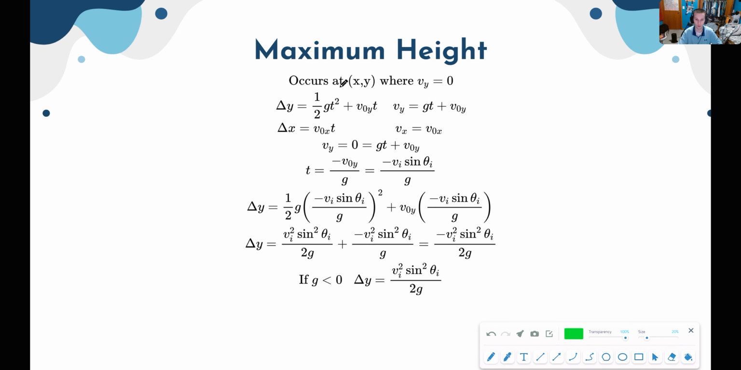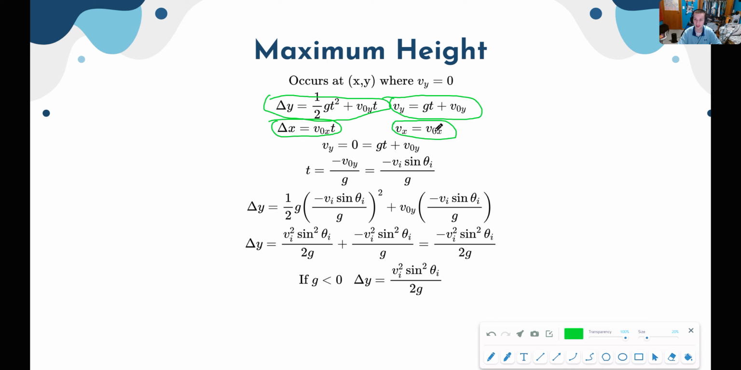It turns out that the where, or the value of the maximum height, is a lot easier than the when. The when is going to vary depending on constraints, which we'll get to in a second. First of all, we know that's going to occur at some point x comma y, where the velocity in the y direction is equal to 0. Okay, that's where our critical point is at. We know our expression for y from earlier, and we also know our expression for x from earlier, and we can also get the velocities as well.